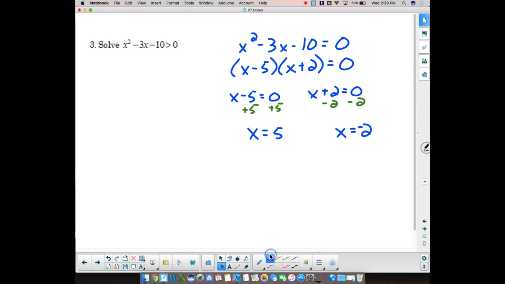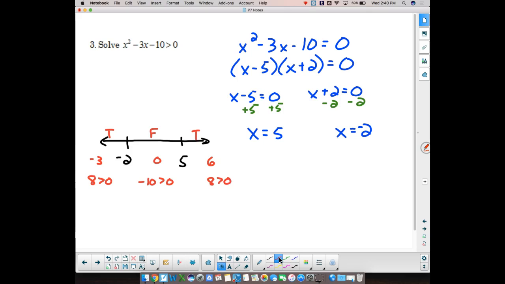Okay? So those are my two numbers that I'm looking at on my number line. If I plug in something over here, I'm going to go with negative 3. Negative 3 squared is 9. 3 times negative 3 is negative 9. Positive 9 minus negative 9 is 18. Minus 10 is 8. 8 is greater than 0. So that's true down there. If I go with 0 in here, 0 minus 10 is negative 10. And negative 10 is not greater than 0, so that's false. And if I go with 6 out here, 36 minus 18 is 18, minus 10 is 8, and 8 is greater than 0 again.